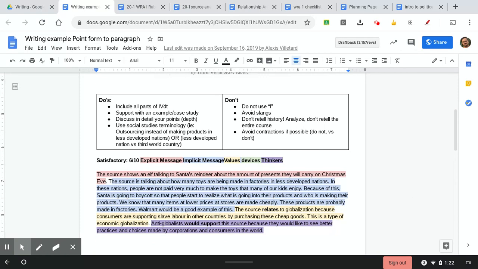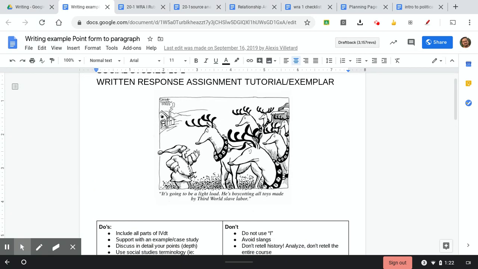We're going to quickly look at the difference between a 6 out of 10 and a 10 out of 10. We have different colors highlighted to demonstrate explicit, implicit values, devices, and thinkers. So a 6 out of 10. Take a quick look at this.